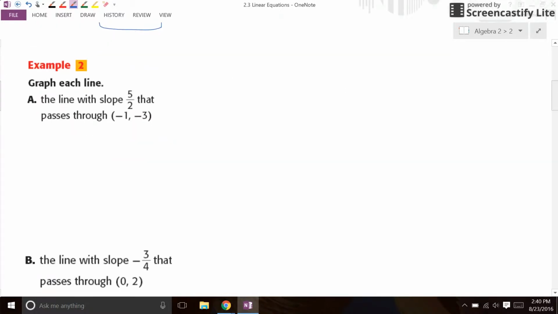So with that information, I should be able to graph lines when you give me little information. Like in this A, you say it passes through the point -1, -3. So if I'm going to graph that, I'm going to plot the point -1, -3. So -1, -3 is right there. And then the slope I see is 5 over 2. That means the rise was 5. So I'm going to, from that point, go up 5.